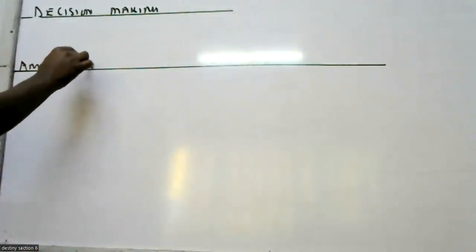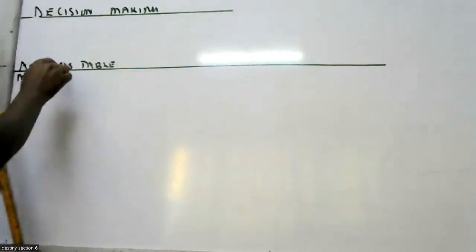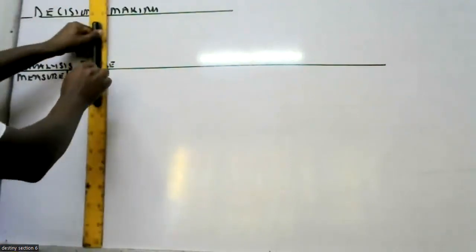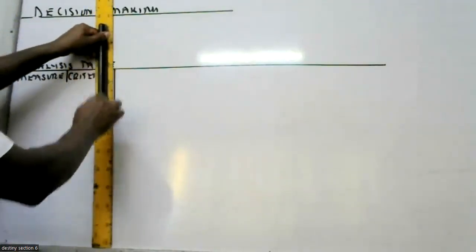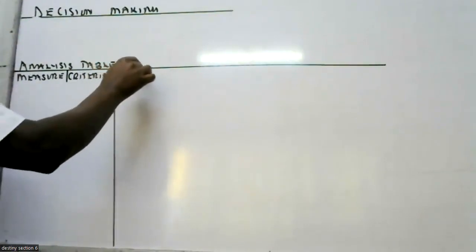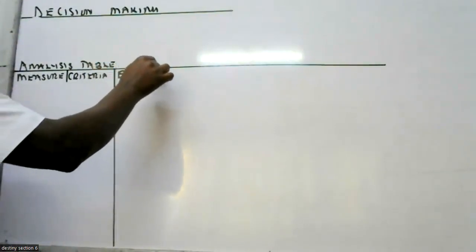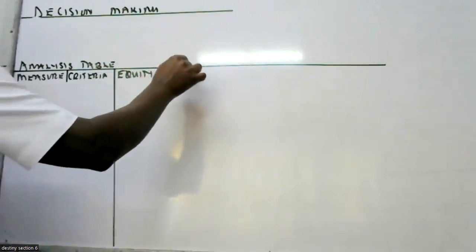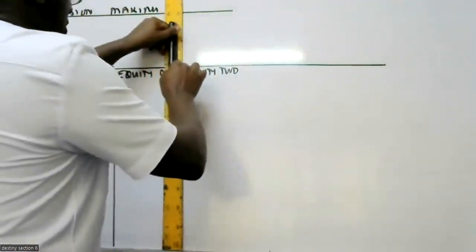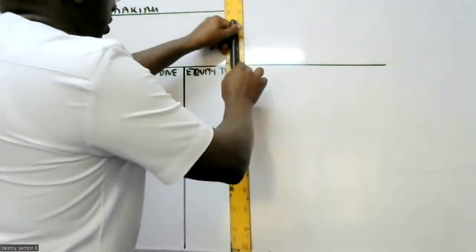Analysis table. So we have the measure. The measure is also what we call criteria. Then we have equity 1. Then we have equity 2.